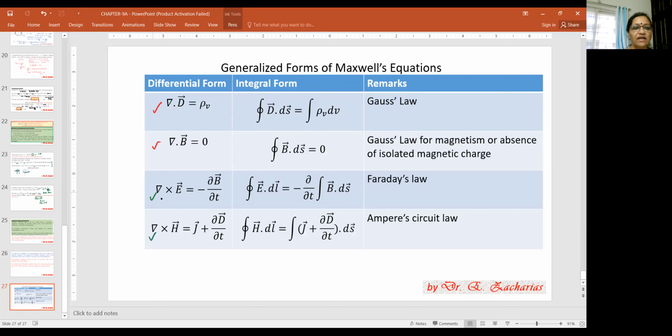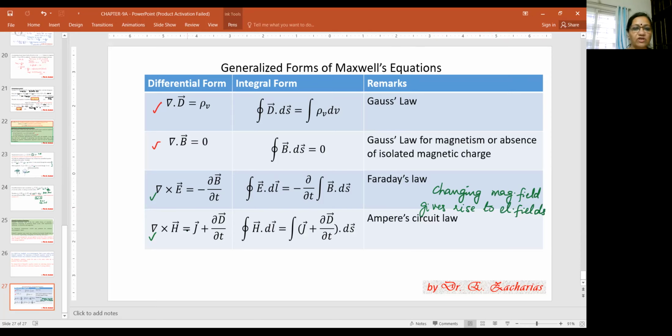Look at this. Here del cross E was equal to 0 when you were talking of statics. But it has become del cross E is equal to minus dou B by dou t, and it is Faraday's law, and the implication is that changing magnetic field gives rise to electric fields. So one gives rise to another. Change in one gives rise to the other. So they are no longer independent.